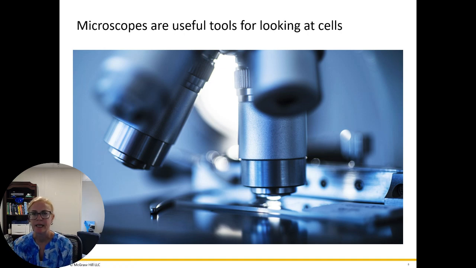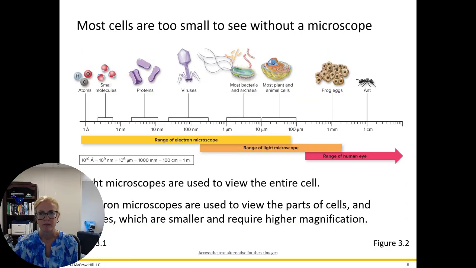In this video, we are looking at microscopes as tools for looking at cells. Most things at the cellular level are way too small to see without a microscope. So the human eye can see down to close to almost 100 micrometers, but not quite.